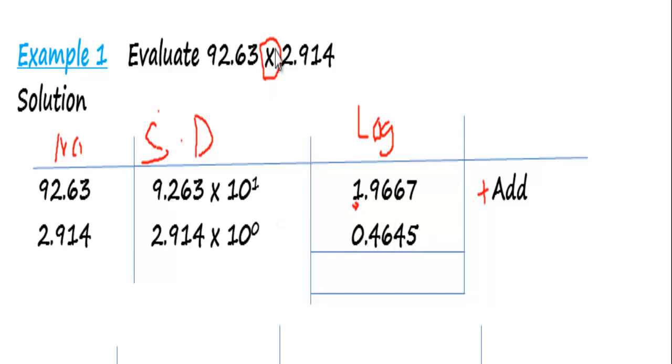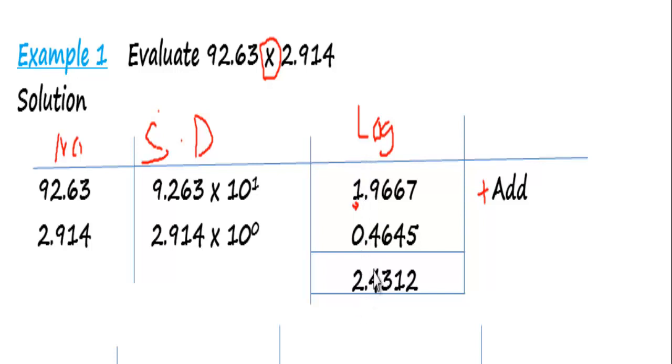Now, since the operation between them is times, then in logarithm it will turn to addition. So you now add the two log together. When you add the two log together, you get 7 plus 5, 12. You write 2, carry 1. 7 plus 4 is 11. You write 1, carry 1. 7 plus 6 is 13. You write 3, you carry 1. 10 plus 4 is 14. You write 4, you carry 1. 1 plus 0 is 2. That's why you get this.